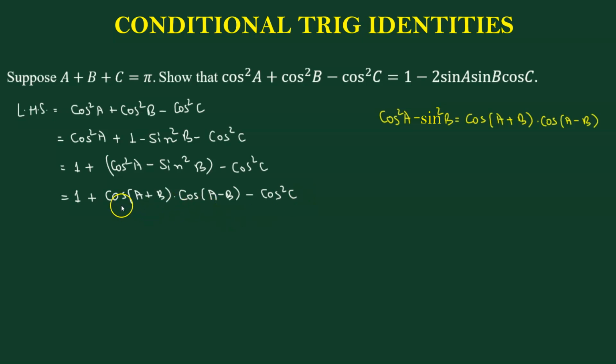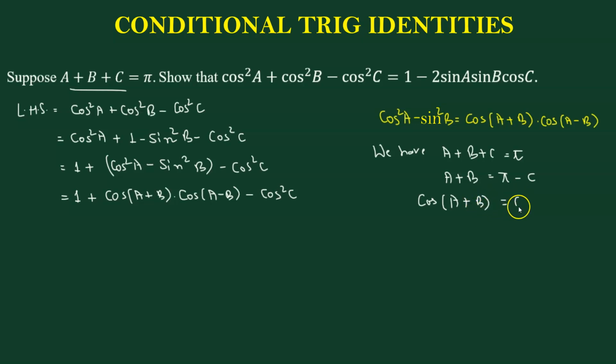Now we are going to change cosine of a plus b to an angle cosine of c. How shall we do that? We're going to take the help of the condition. Here a plus b plus c equals pi radians, which means that if we keep a and b on the left hand side and transpose c to the right hand side, we get a plus b equals pi minus c. Now we take the cosine function on both sides to get cosine of a plus b equals cosine of the angle pi minus c.